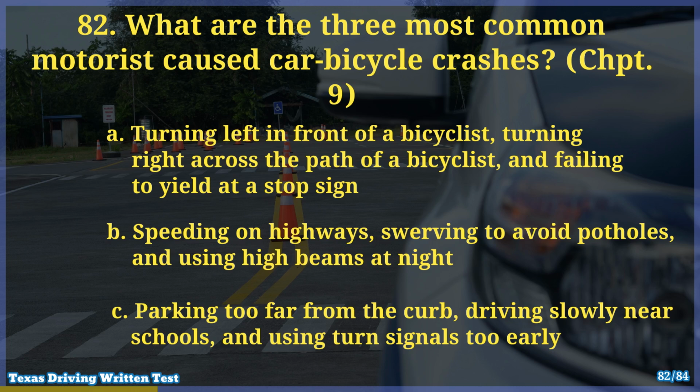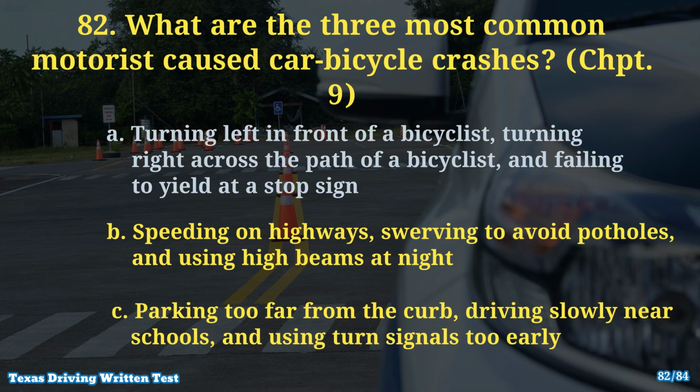82. What are the three most common motorist-caused car-bicycle crashes? A. Turning left in front of a bicyclist, turning right across the path of a bicyclist, and failing to yield at a stop sign. B. Speeding on highways, swerving to avoid potholes, and using high beams at night. C. Parking too far from the curb, driving slowly near schools, and using turn signals too early. Answer is A. Turning left in front of a bicyclist, turning right across the path of a bicyclist, and failing to yield at a stop sign.